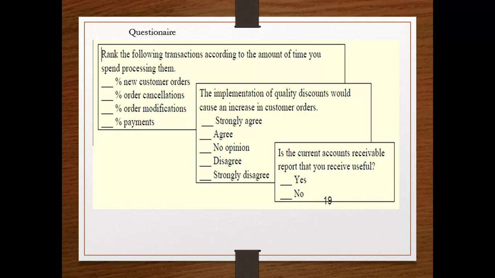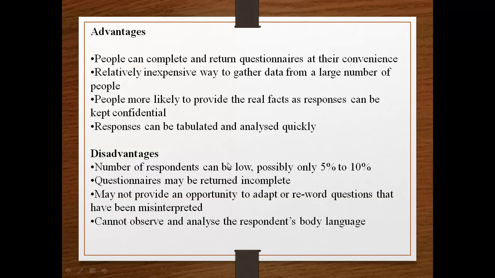Rank the following transactions according to the amount of time you spend processing them: percentage of new customer orders, order cancellation, order modification. Then if you see here, it is only yes and no. Here it is strongly agree, disagree, and so on. So you are keeping your answers fixed.